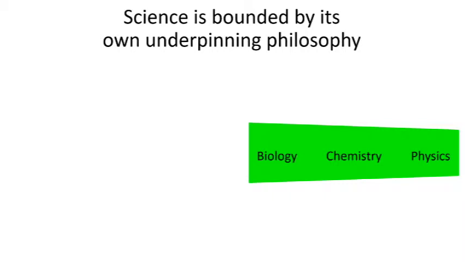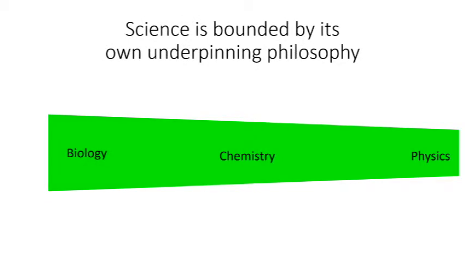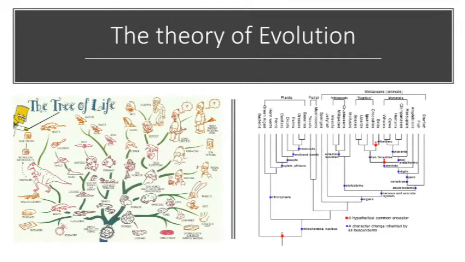We are going to use the scientific tool of hierarchical reductionism and take a fascinating explanatory journey from biology through to fundamental physics. Let's start with some old-fashioned 19th century biology. The theory of evolution. In the left and right panels, I have produced two trees of life.